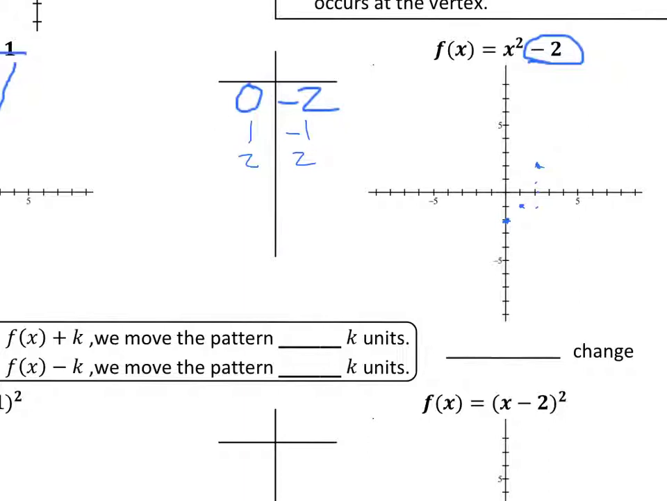Why did you start from 1, -1 when you got to 2? I didn't start from 1, -1. I started from 0, -2, because that's my vertex. Then I went right 1 and up 1 squared. And then from the vertex, I went right 2 and up 2 squared. Now we're going to repeat the same pattern on the left. If I go left 1, that puts me at -1. I go up 1 squared, to -1. If I go left 2, I go up 2 squared, to 2. And there is my parabola.